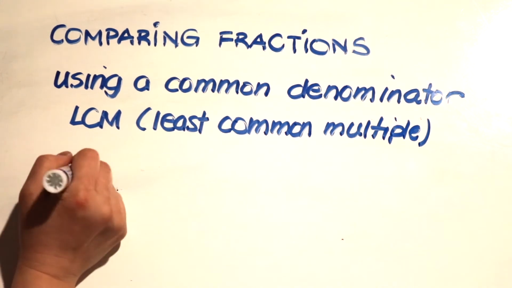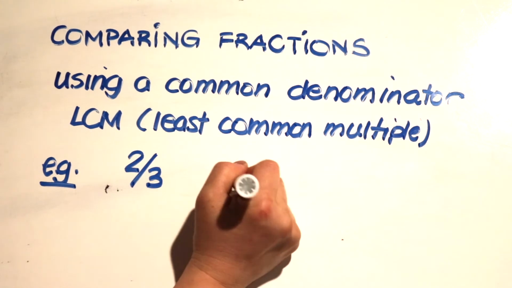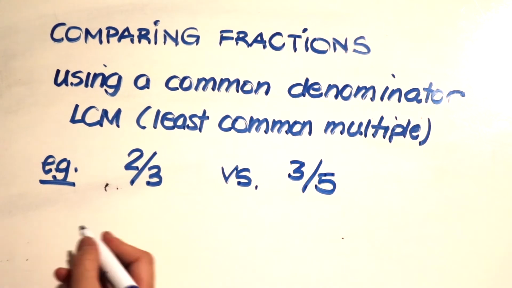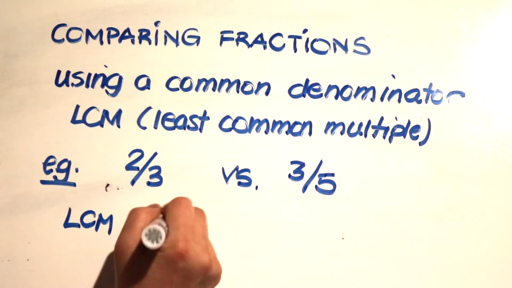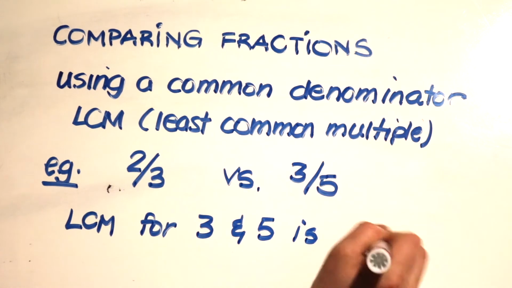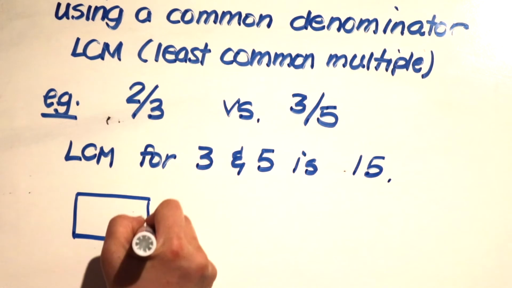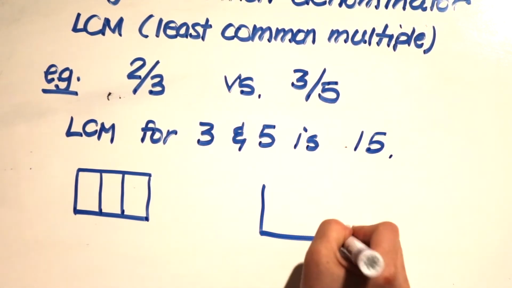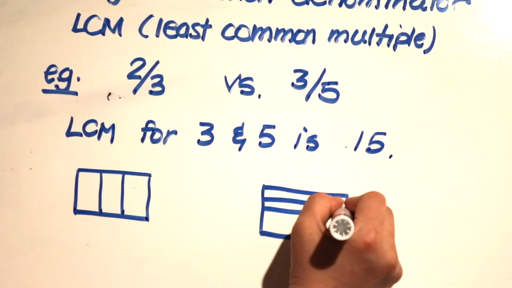Here's an example. Let's do an example. 2/3 versus 3/5. So the least common multiple for 3 and 5 is 15. Let's draw these fractions. Here's 2/3. And here's 3/5. I'm going to draw the fifths the other direction, and you'll see why.